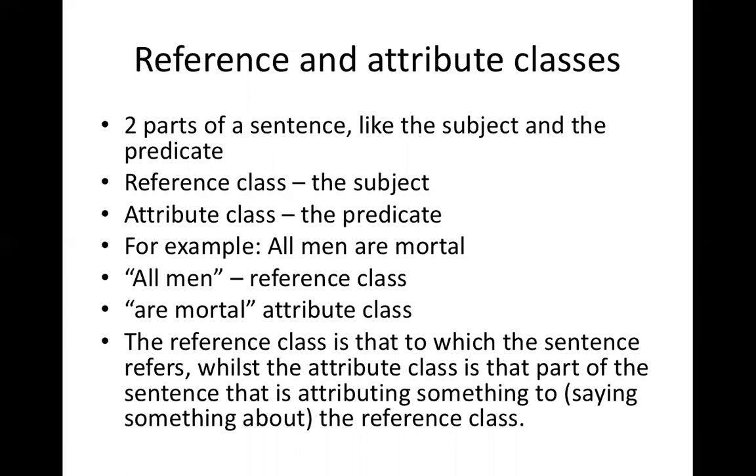All men is the reference class. That's what we call the subject in English language. And then are mortal is the attribute class. That's what we call the predicate in English classes. Now, the reference class is that to which the sentence refers, whereas the attribute class is that part of the sentence that is attributing something to or saying something about the reference class.